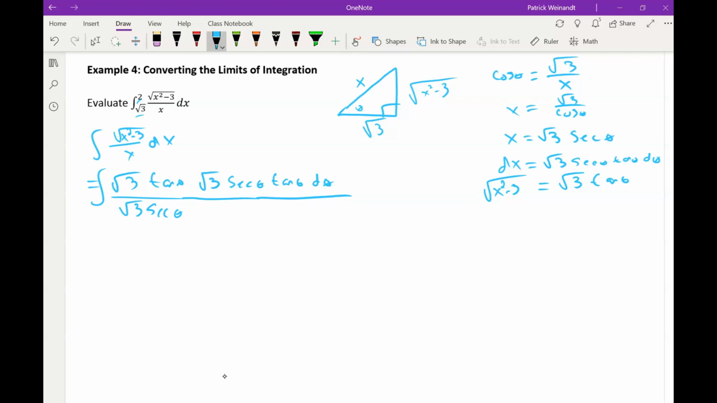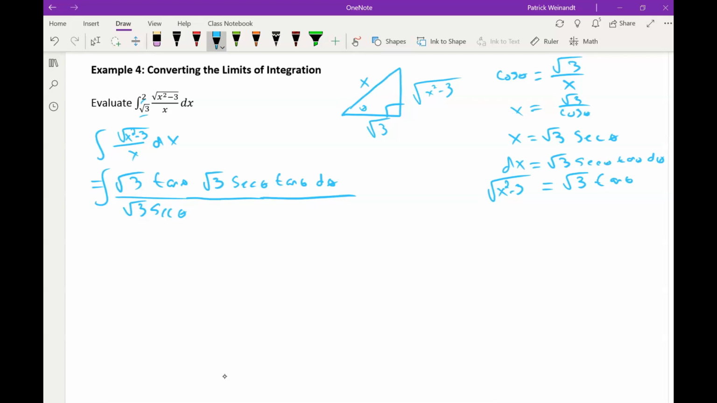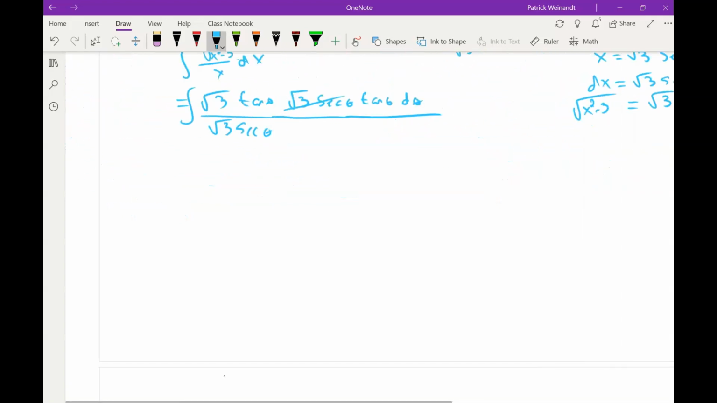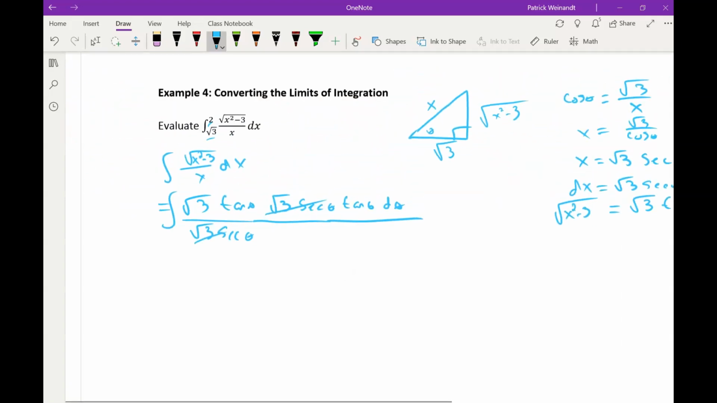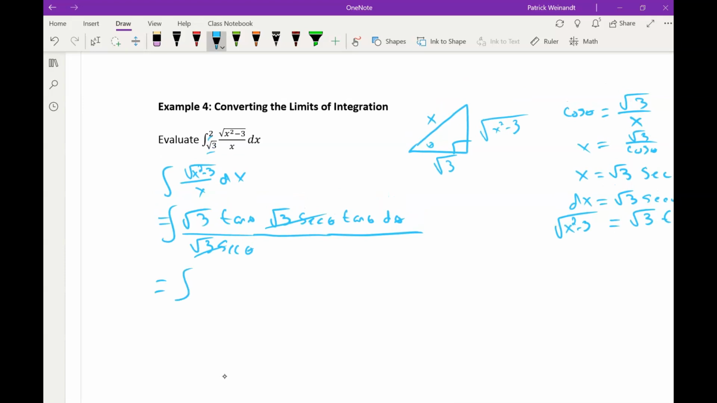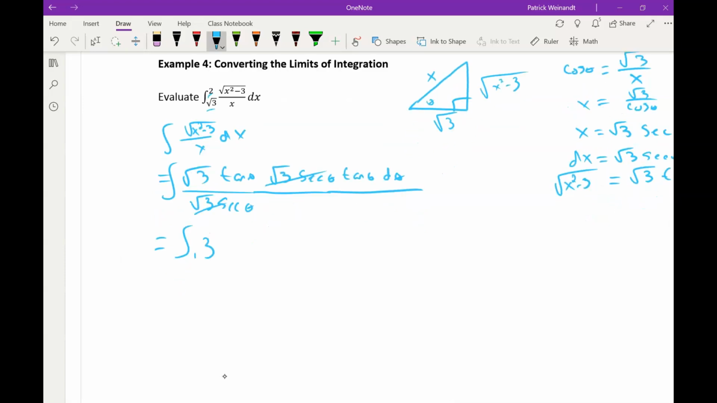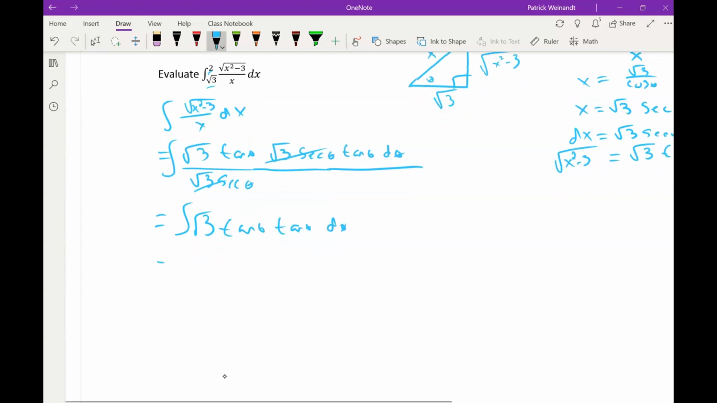Some nice things are going to happen. We're multiplying everything in the numerator, which means if I'm multiplying by the cube root of secant theta and then dividing by the cube root of secant theta, those are going to reduce to 1. I'm going to be left with the integral of the cube root of 3 times tangent theta again, d theta. Well, that's just going to be the cube root of tangent theta squared, or tangent squared theta, either way that's fine, d theta.